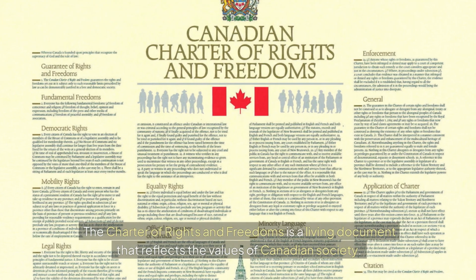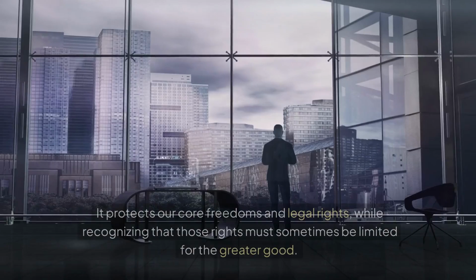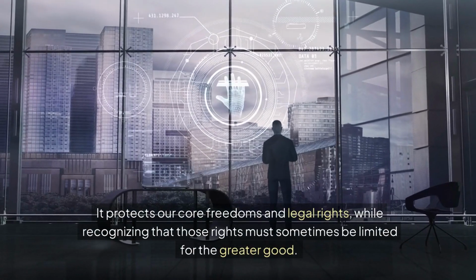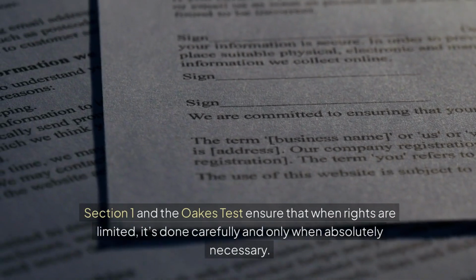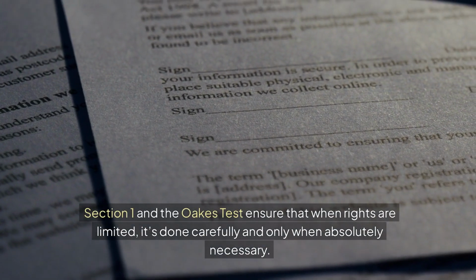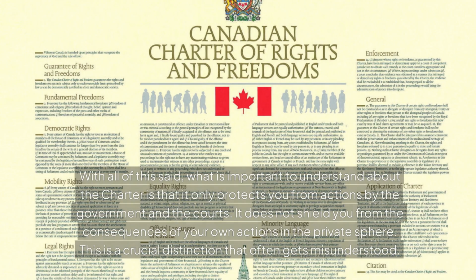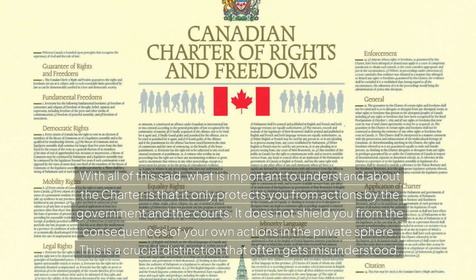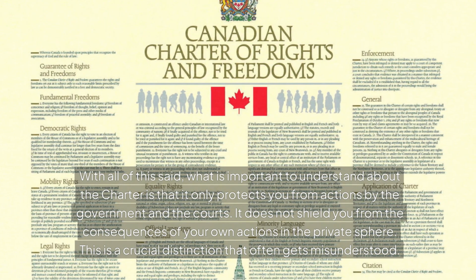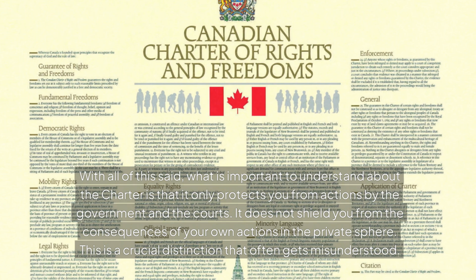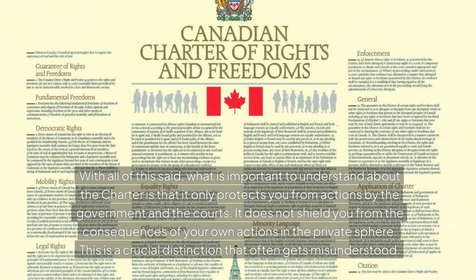The Charter of Rights and Freedoms is a living document that reflects the values of Canadian society. It protects our core freedoms and legal rights, while recognizing that those rights must sometimes be limited for the greater good. Section 1 and the Oakes Test ensure that when rights are limited, it's done carefully and only when absolutely necessary. With all of this said, what is important to understand about the Charter is that it only protects you from actions by the government and the courts. It does not shield you from the consequences of your own actions in the private sphere. This is a crucial distinction that often gets misunderstood.